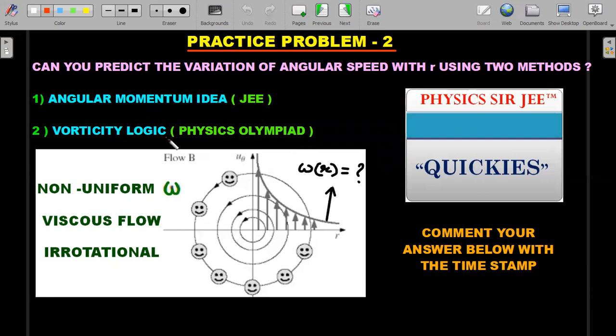Whereas if you have already gone through that old video, and also read through that Irving H. Shames section 7.6 that I already spoke of in the previous slides and understood the vorticity logic, you can also derive this using the physics Olympiad concept. So for those JEE aspirants, just stick to method 1. Otherwise, you can go ahead with method 2.